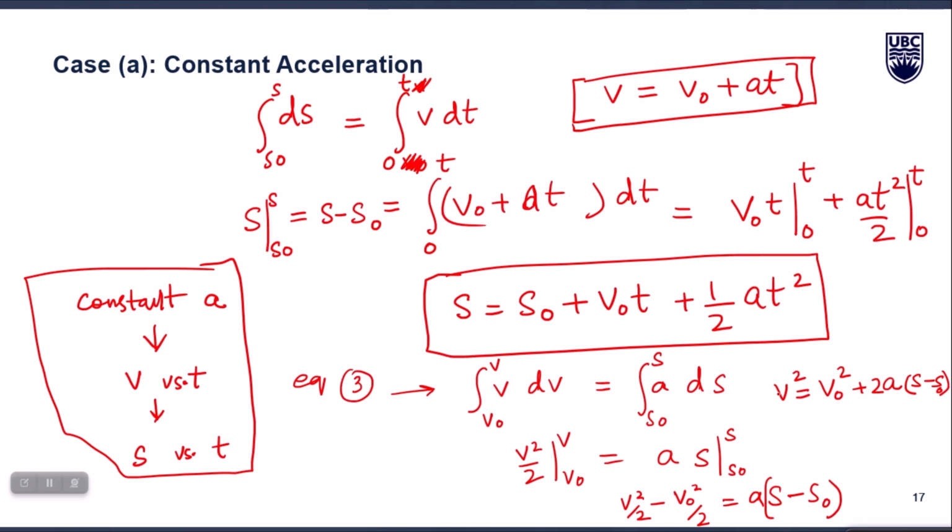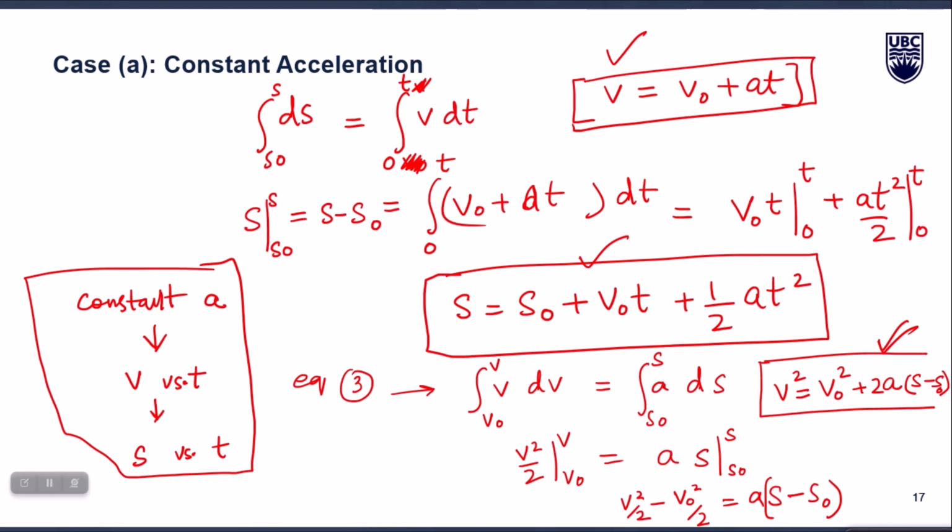So that relation again relates all three quantities, similar to equation 3, which was V dV equals A dS, but we write it in another form relating acceleration, velocity and displacement all in one equation, right? But again all three equations, this one and the last one, are applicable to constant acceleration cases, right?